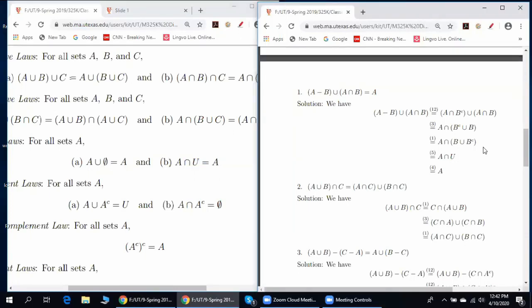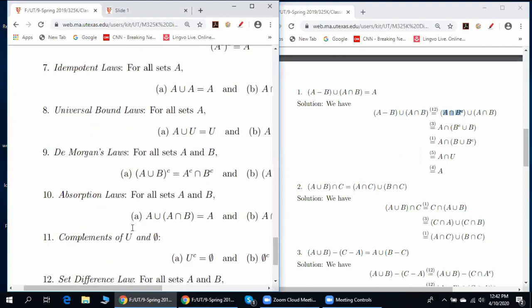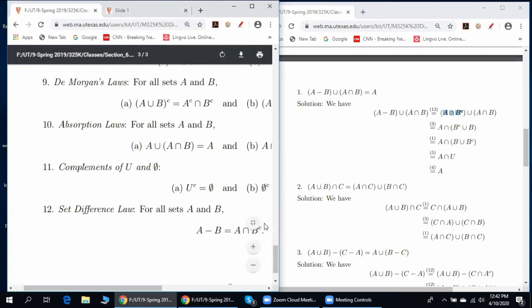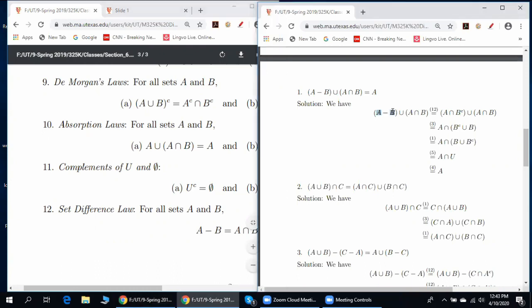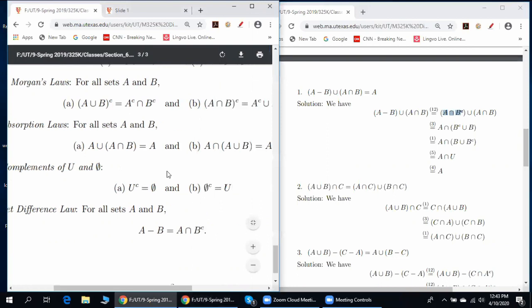I was wondering, the first one is we have A minus B union A intersection B is equal to A. How do we get this? It's law number 12. A minus B is A intersection B complement. Oh, that makes sense. Okay. A minus B is A intersection B complement. Law number 12. Yes, thank you.